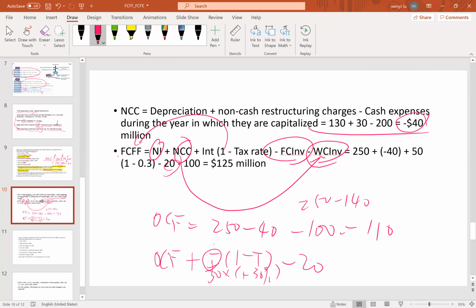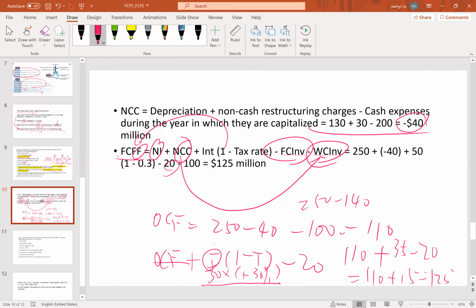So we have the operating cash flow, 110, plus the interest expense you're adding back, 50 times 0.7 is 35, minus 20. So 110 plus 15 equals $125 million. So that's our free cash flow to the firm.